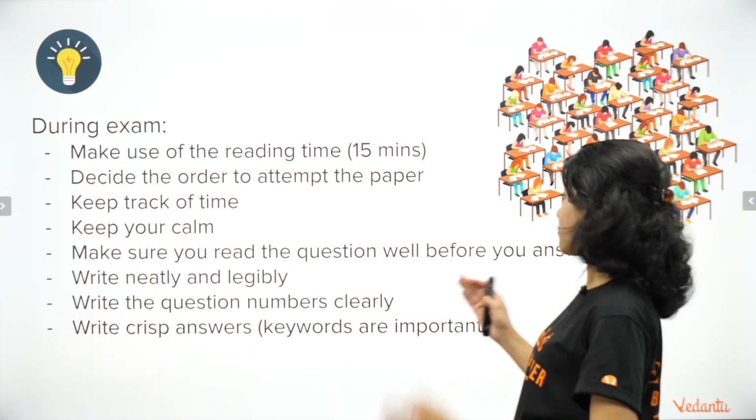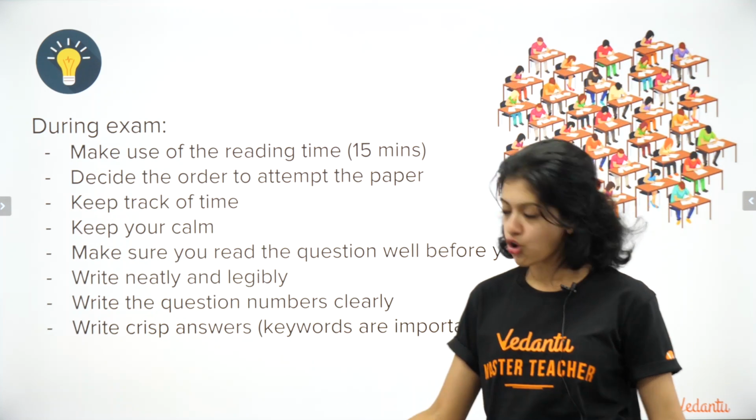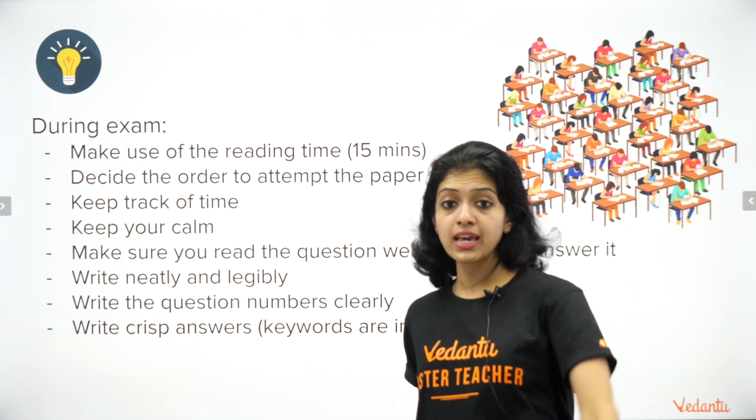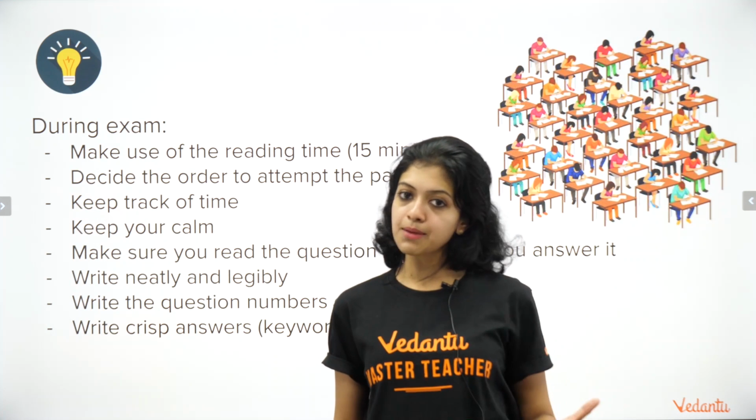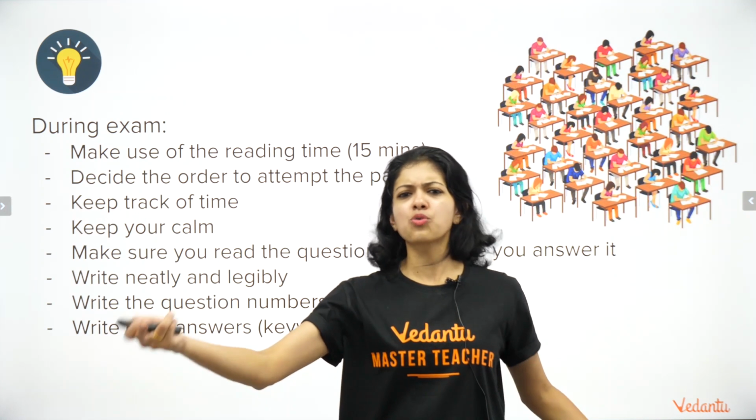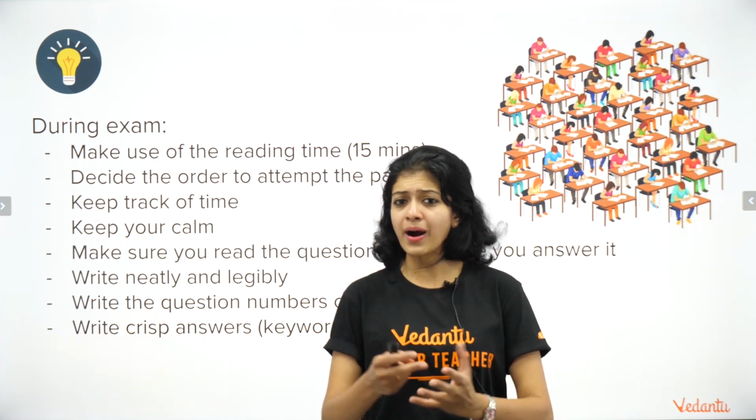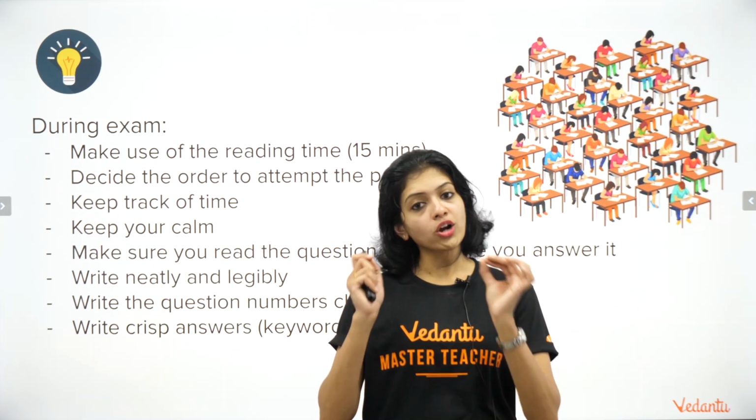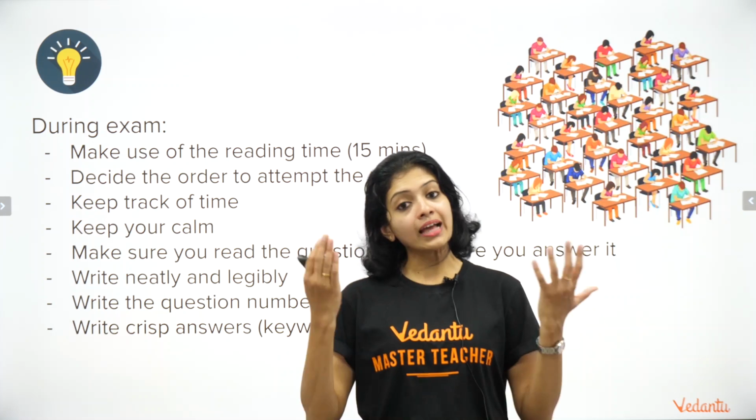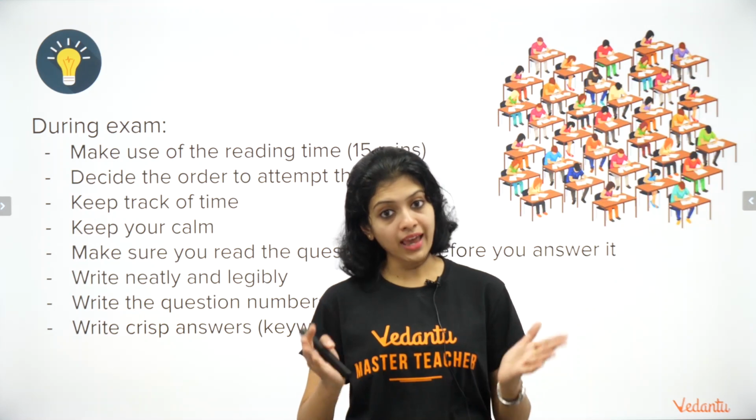Make sure you read the question well before you answer it. I've told you this already. Write neatly and legibly, of course. Write the question numbers clearly and write crisp answers. Keywords are especially important for theory heavy chapters like biology, because you may get carried away and end up writing like 1 page of an answer when what is expected is only a 1 mark answer, a 1 line answer, right? You must know what exactly to write, which, don't worry, will come to you with practice. And this is where your preparation in the next 3-4 months is going to play a great role.